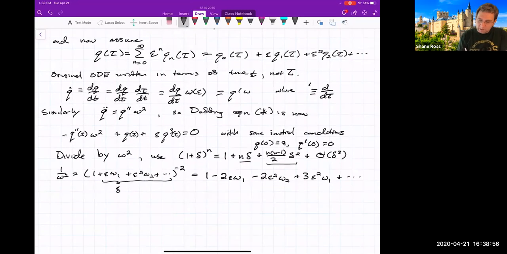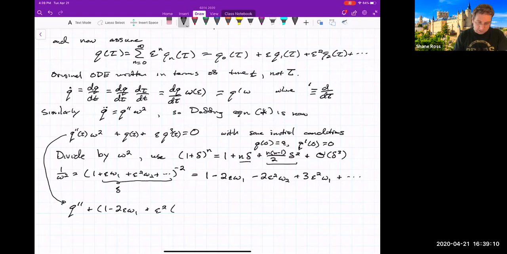So now we've divided by omega squared, and what are we left with? We get q prime prime plus 1 minus 2 epsilon omega 1 plus, now let me group the epsilon squared terms, that gives me minus 2 omega 2 plus 3 omega 1 squared, etc. This is all times q plus epsilon q raised to the third power equals 0.